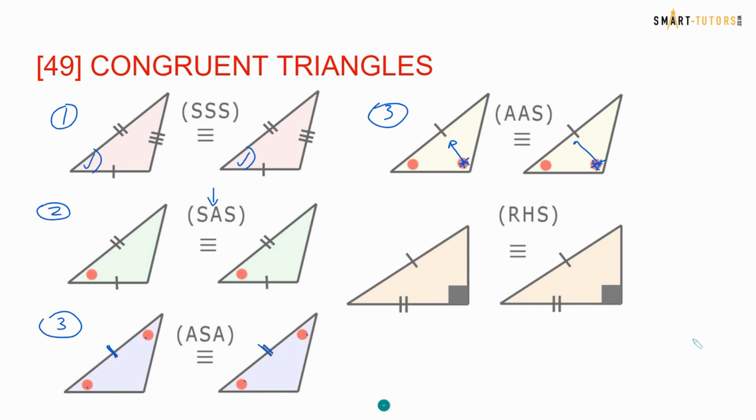So angle, angle, side. The last one is RHS: right angle, hypotenuse and a side. So the right angle, 90 degrees, of one right-angled triangle, and the hypotenuse has to be equal, and another side has to be equal. So RHS is the last condition for congruent triangles.